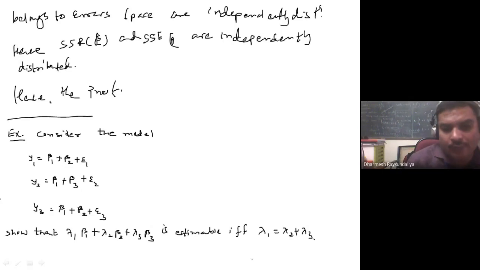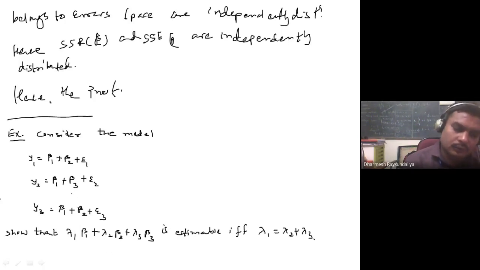So we wish to show that this linear parametric function lambda 1 beta 1 plus lambda 2 beta 2 plus lambda 3 beta 3 is estimable if and only if lambda 1 equal to lambda 2 plus lambda 3. That means first we suppose this is estimable, and then we prove that lambda 1 equal to lambda 2 plus lambda 3. For the other part, suppose this information is given; then there exists a linear function of observations whose expected value is identical to lambda dash beta. So we will find such a function, and that means this becomes estimable.